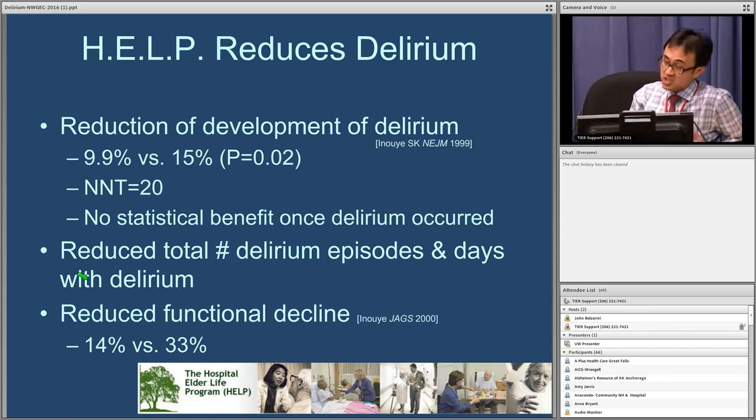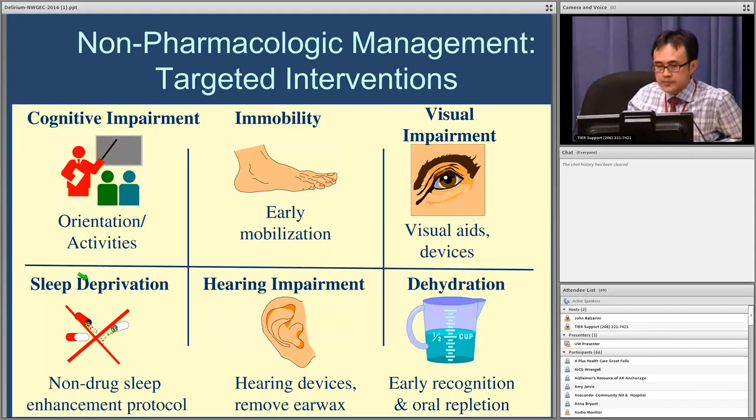But what it did show, though, is it reduced the total number of delirium episodes and days with delirium. And more importantly, as a geriatrician, it also reduced functional decline as well. Given all this data, it makes sense that it was also able to reduce hospital costs as well. What is HELP? It's these six interventions. It's not rocket science, actually. It makes sense. And we'll talk about each one of these in detail.